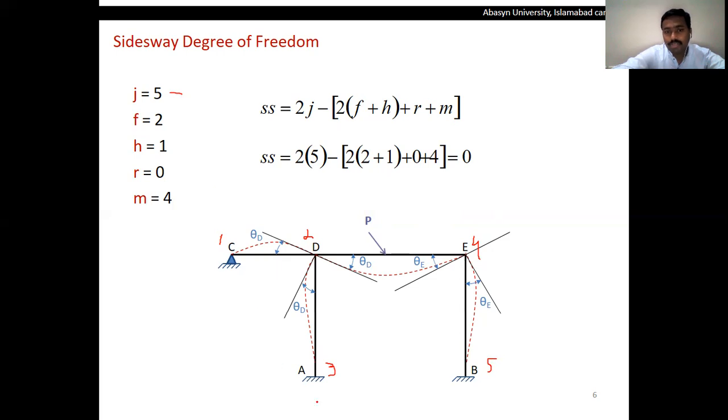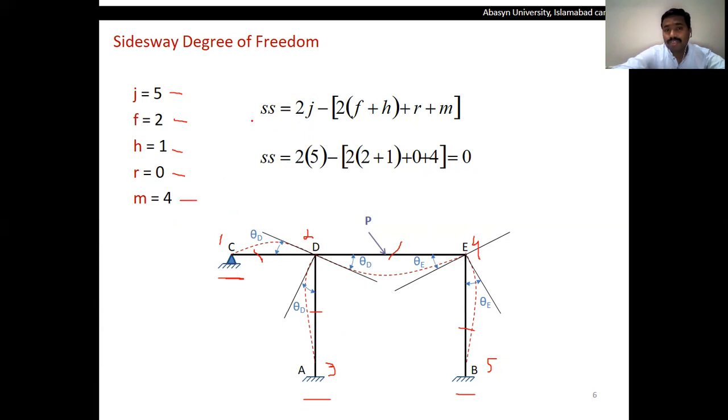And the number of fixed supports we have is two: one at point A and the other at point B. And we have one hinge support, at point C. As there is no roller support in the frame, its value will be equal to 0. And m is the number of members, and we have four members: one is B to E, second is E to D, third is C to D, and fourth is A to D. So we have a total of four members.